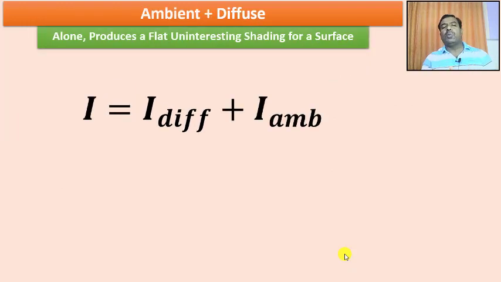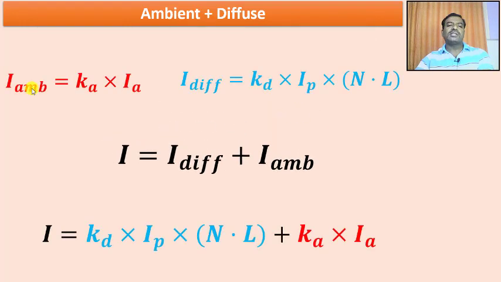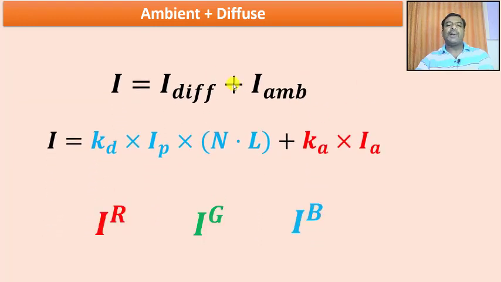Now when I talk about ambient alone, it doesn't give me a realistic image, and diffuse alone will never give me a realistic image. Hence if I want to have the realistic image, I am going to talk about ambient plus diffuse, that is I equals I diffuse plus I ambient. And you know what the form for I ambient and the form for I diffuse is, I'm just going to replace this with these equations. Now this is going to give me the equation with the ambient plus diffuse.